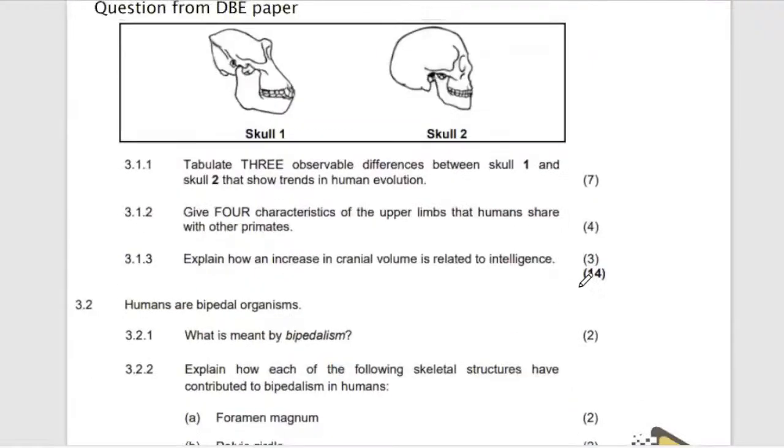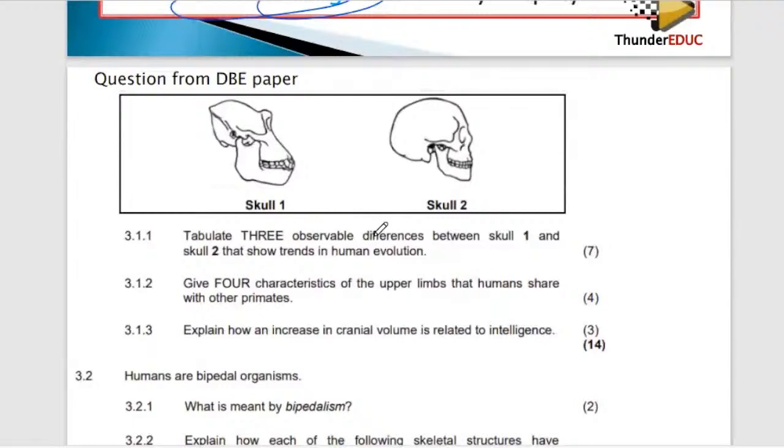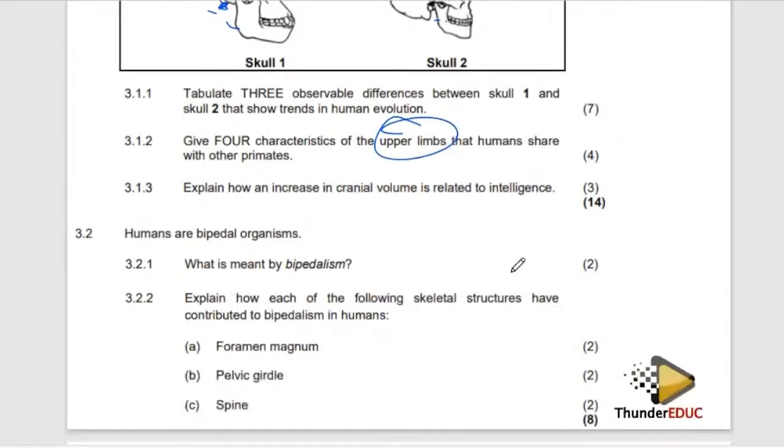Yes, some questions. Observe the difference between skull 1 and 2. Guys, you talk about the canine. If they bring it like this, don't talk about the position of foramen magnum. Do you see any foramen magnum here? No. You only talk about foramen magnum if you can see it. The characteristics of the upper limb, you see what I talked about? They're talking about the upper limb.